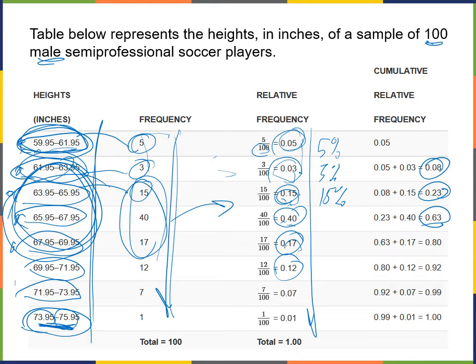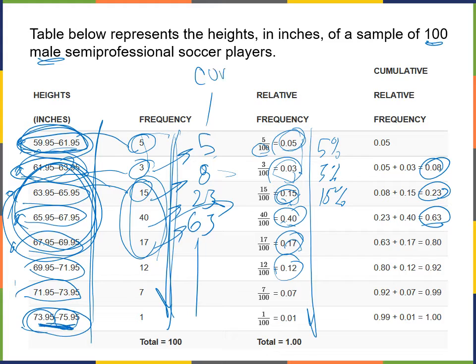You could do it just with the frequencies themselves and add up. So we could say 5, and then we'll get to 8 because you add 3 to that, then 15 to that would give you 23, then 40 to that would give you 63, etc. And these could just be your cumulative frequencies. So you could do it just with the frequencies, or you could do it with the relative frequencies, but the cumulative you continue to add up.